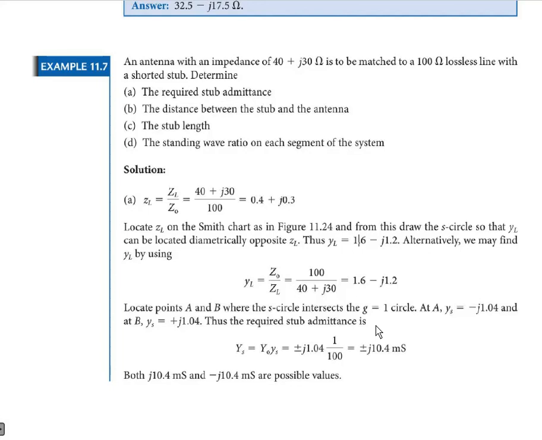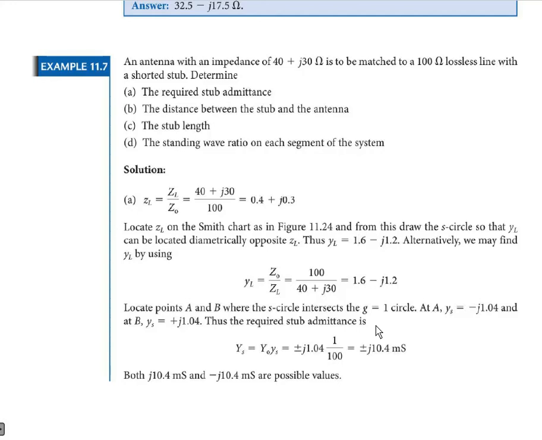After getting this, you can find the stub admittance. At that meeting point, the reactance circle value should be the stub admittance. That should be a normalized value, so to get the admittance, you should multiply it by y0, or 1 by z0. That way you will get the stub admittance.